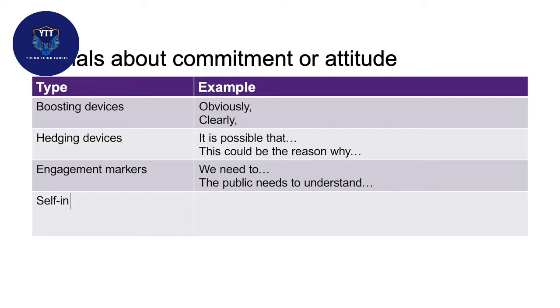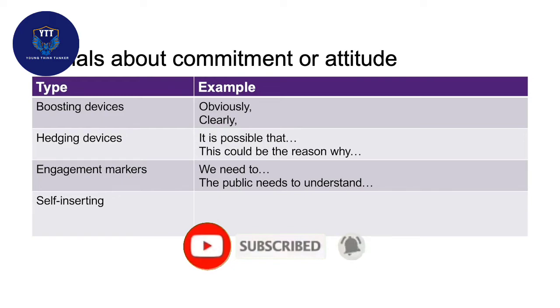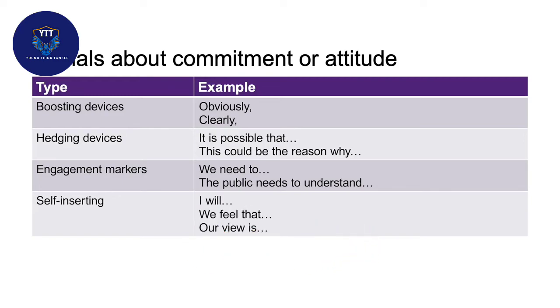Finally, you can self-insert into your writing using personal pronouns such as I, we, or our. It's a common misconception that these pronouns should be avoided in academic writing. But studies have shown that writers actually use these features a lot in published research when they want to strengthen the points that they are making. The activities in this section will help you improve your skills in the use of metadiscourse.